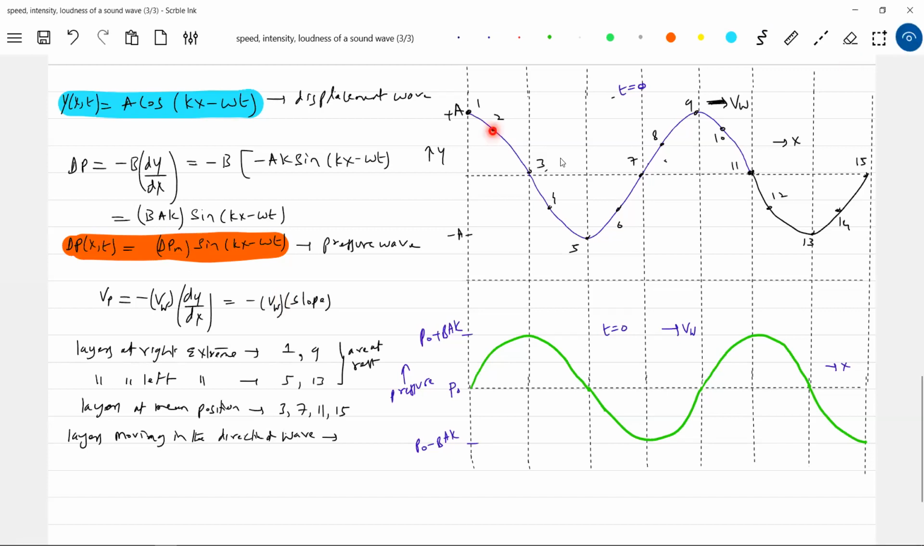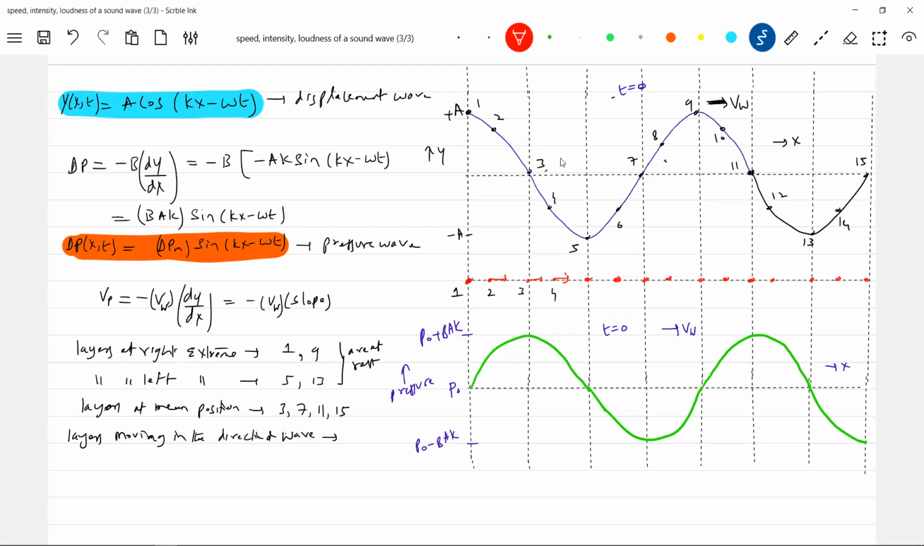What is the slope at 2, 3, 4? What is the slope at 2, 3, 4? Negative. Negative of negative is positive. So therefore, all these layers are moving towards right. So I will give it like this. Layers 2, 3, 4. Let me put a dot so that it'll be easy for you.